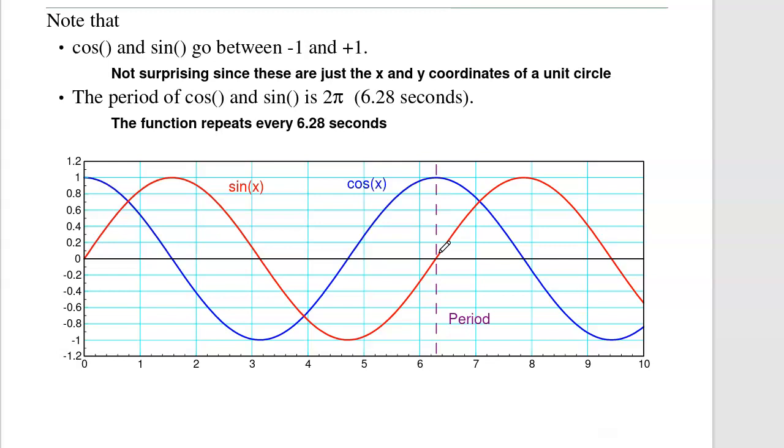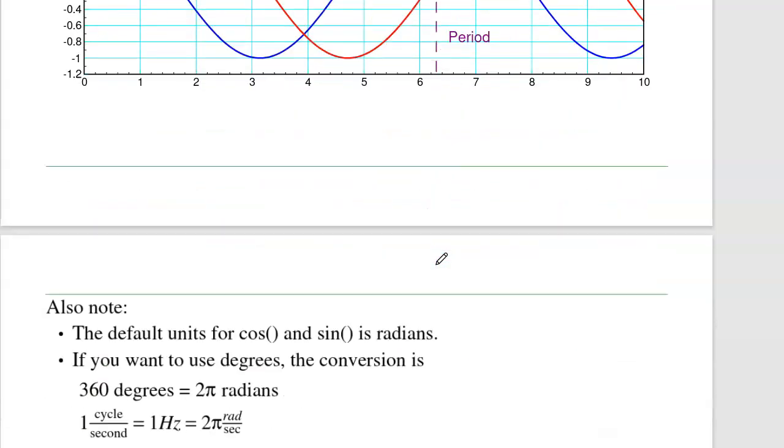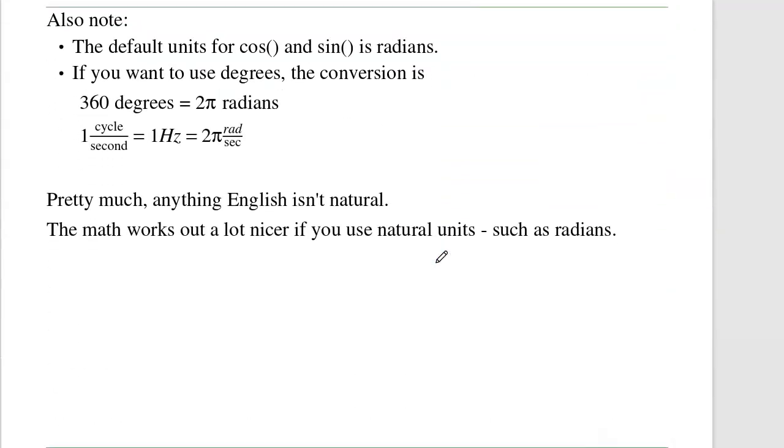That's kind of a rule of thumb that anytime you deal with English units, the units are wrong. The math works out much better if you use natural units like radians. So again, the MATLAB functions sine and cosine are periodic in 2 pi, not 360. MATLAB uses radians. Also note that 360 degrees is one cycle, 2 pi is one cycle. So if I want to convert from degrees to radians, I multiply times 2 pi and divide by 360, and that'll give you radians.